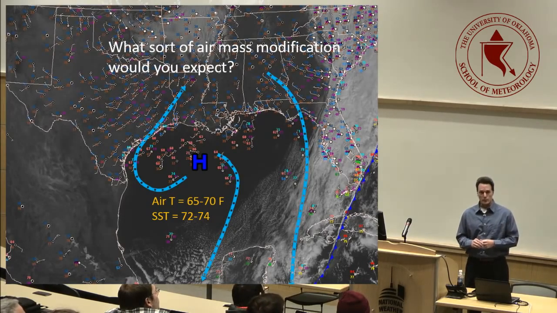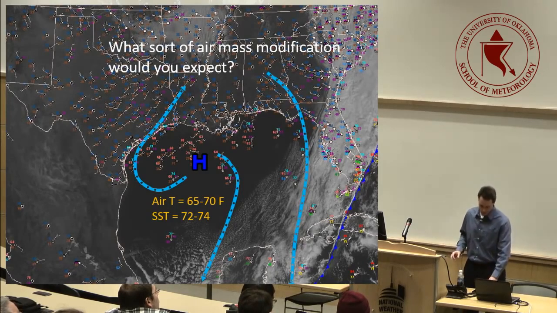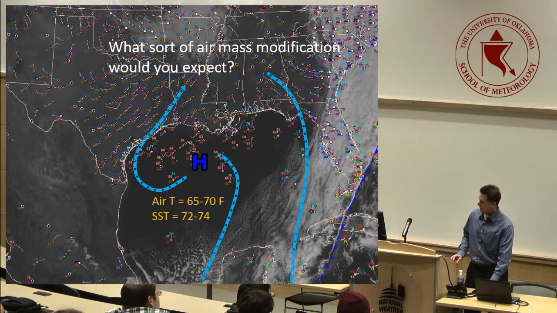It doesn't look like the previous one. Just think about what would be happening in that boundary layer. Is it modifying rapidly or not? And what does that say about the potential air mass and moisture return in advance of the next weather system?